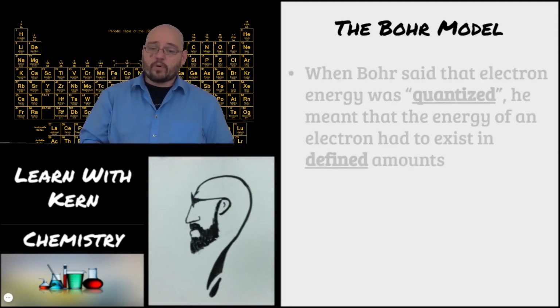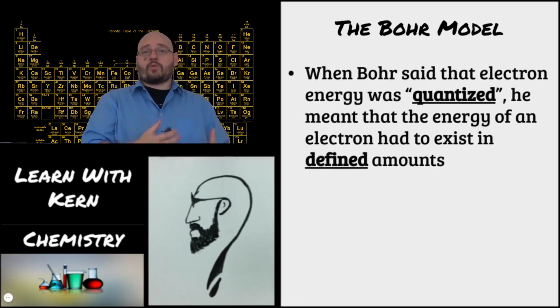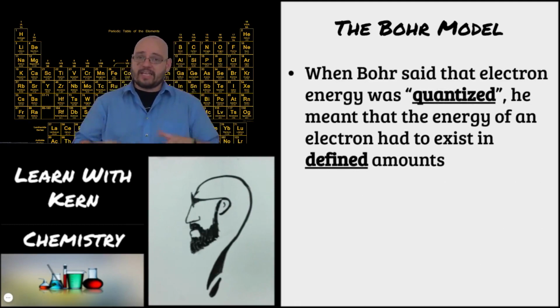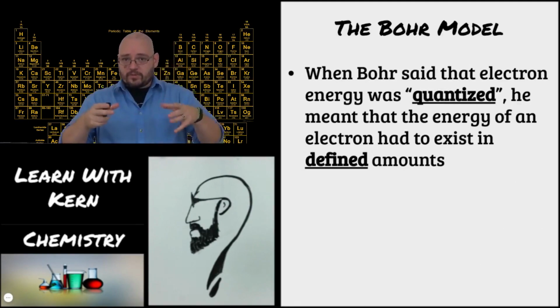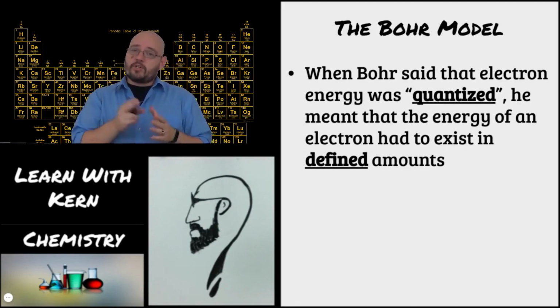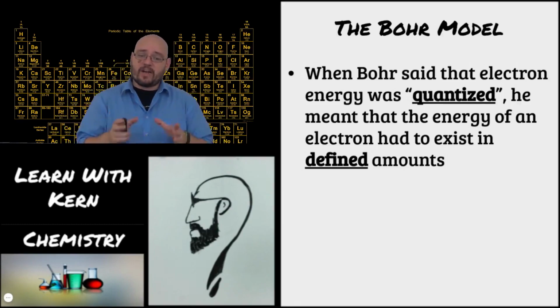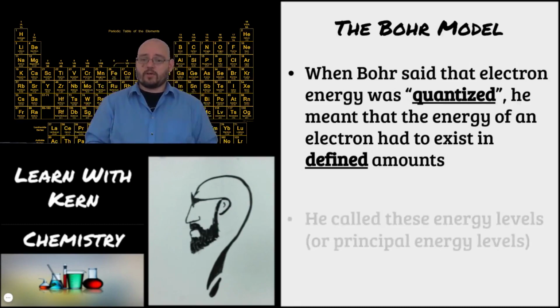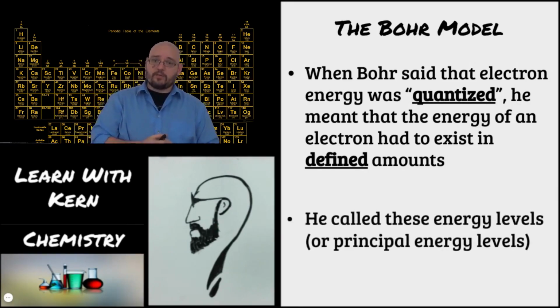So when Bohr said that electron energy was quantized, what he meant is that the energy of an electron had to exist in defined amounts. It could either be this amount or this amount or this amount, but it couldn't be anything in between. It had defined amounts of energy. That's what he meant by the energy being quantized, and that's why he called it the quantum energy model.